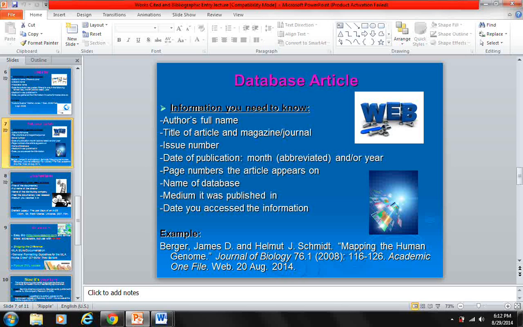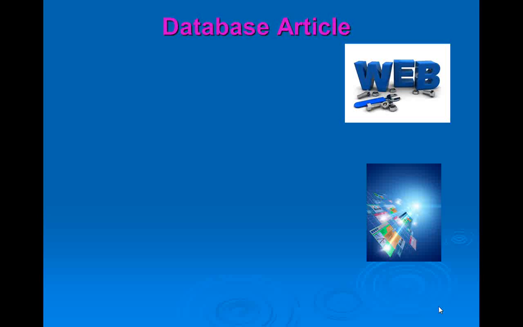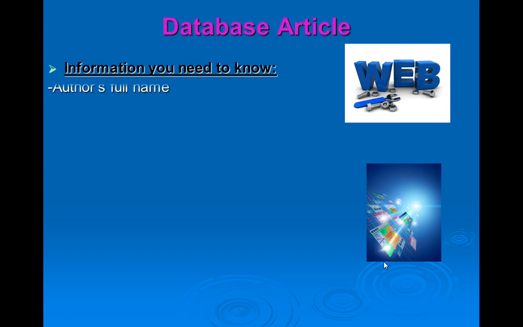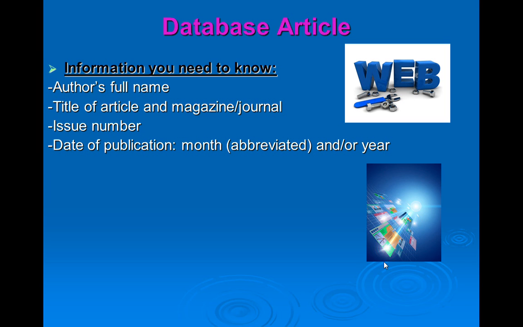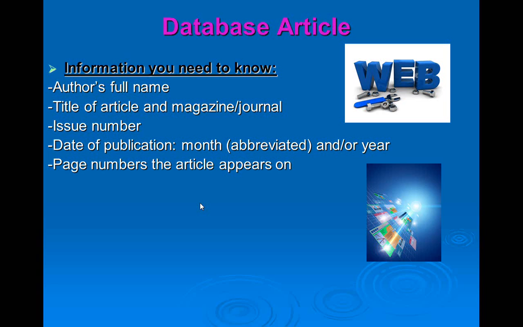So for a database, the information that you need to know is going to be the author's name, the title of the article, as well as the magazine or journal or newspaper that it came from initially, the issue number or volume or date. Again, sometimes you'll have all of this, sometimes you'll only have one of these things, but there should be either a volume, issue, or date, or sometimes several of these. The page numbers the article appears on.